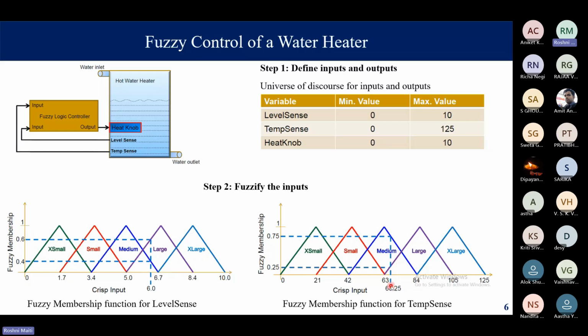Similarly, for the temperature sensor, we have to maintain one temperature, that is 68.25. If we draw this line, we can say 68.25 belongs 25% to the large membership function, and it also belongs 75% to the medium membership function. Now, after getting these values, we have to move to the next step. So here we are fuzzifying our inputs.